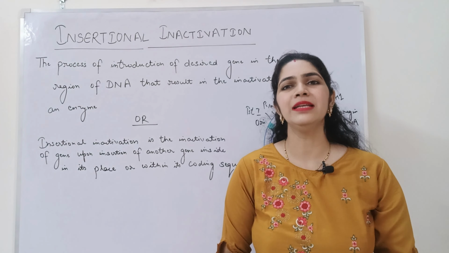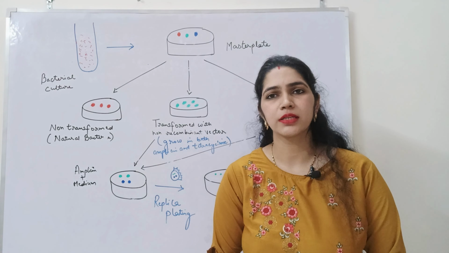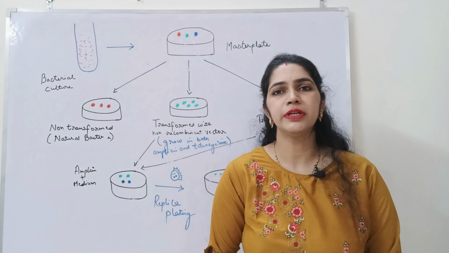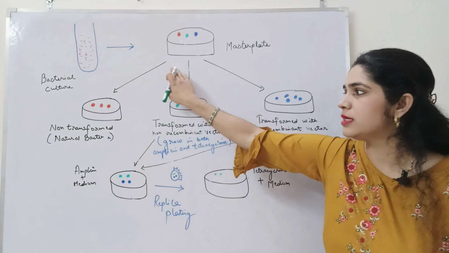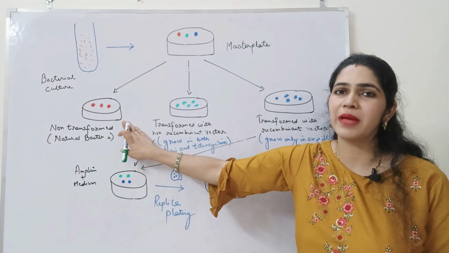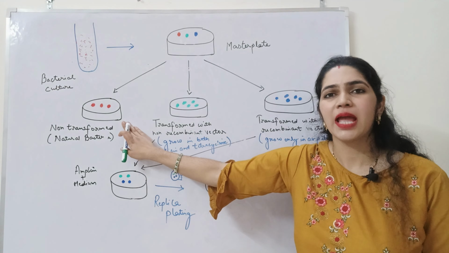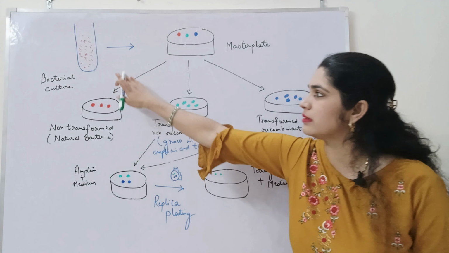Now let us try to understand this. After inserting my recombinant vector into the host organism and culturing it, we get three different types of colonies on the master plate here in this diagram. These three different types of colonies are represented by three different colors. Say the red one will represent the non-transformant or natural bacteria that will show sensitivity towards the antibiotics ampicillin and tetracycline, hence easily excluded from the bacterial culture.